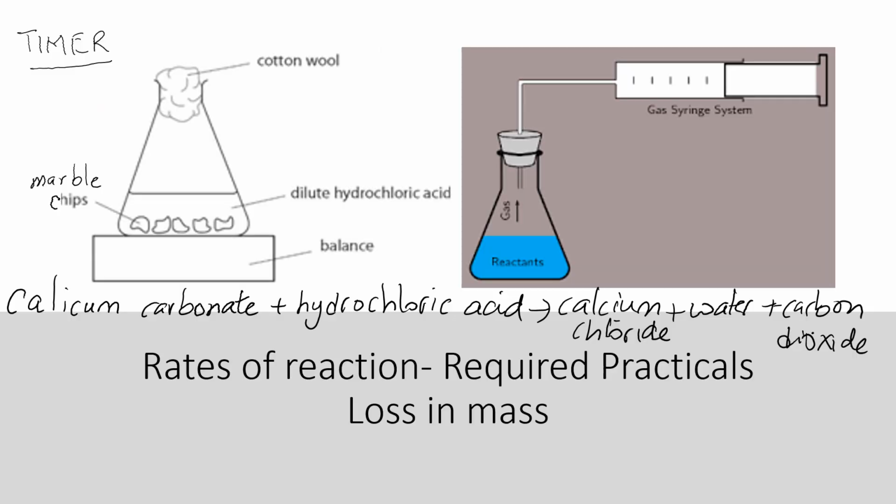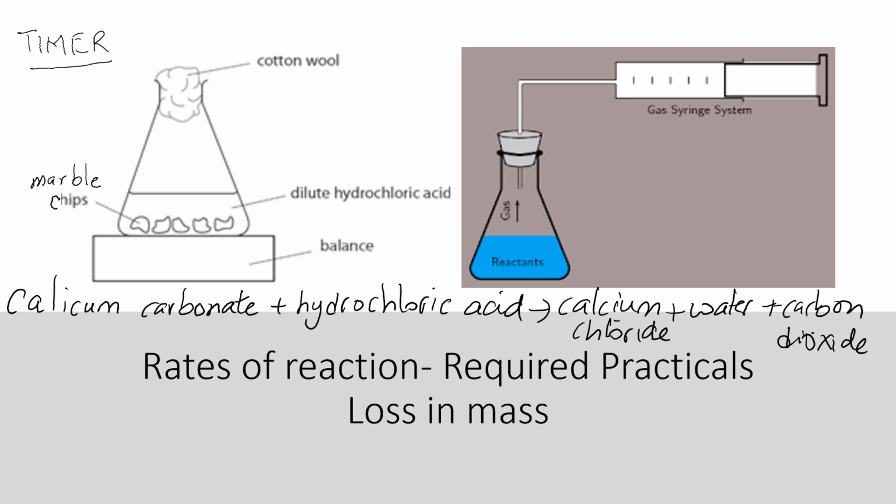This is an experiment that can be used for different things, surface area, loss in mass. It can be used for different scenarios for rates of reaction. So I'm going to show you how to do this particular one. I've started with marble chips, which is scientifically known as calcium carbonate. I've reacted it with hydrochloric acid, and it makes calcium chloride, water, and carbon dioxide gas.